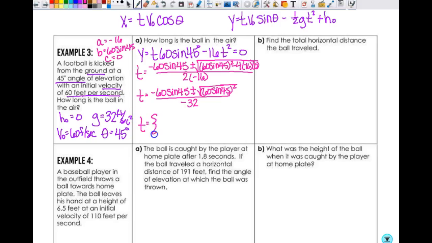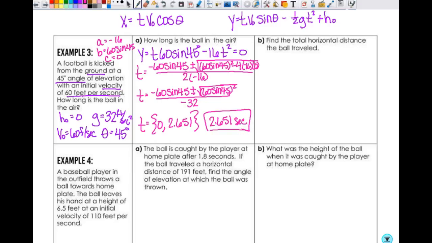Get t equals 0 and 2.651. Okay, so when it asks how long it's in the air, well, it starts on the ground at time equals 0, and then this is when it hits the ground. So it's in the air 2.651 seconds, and we need to store this answer.